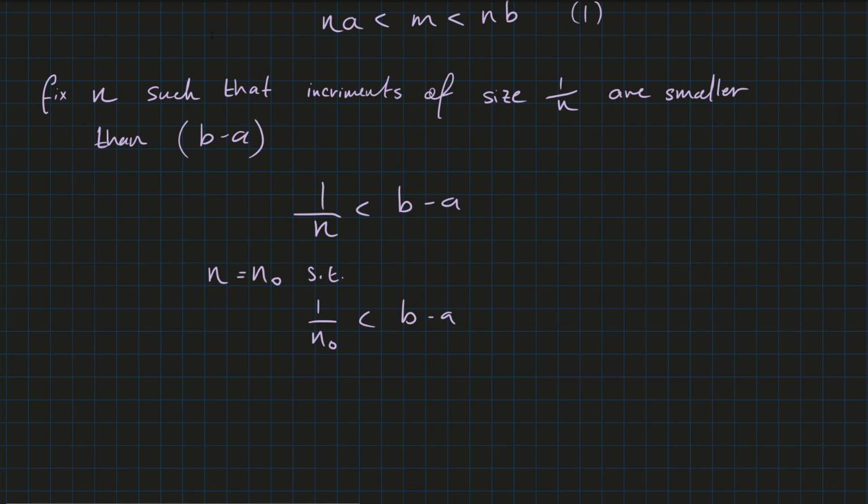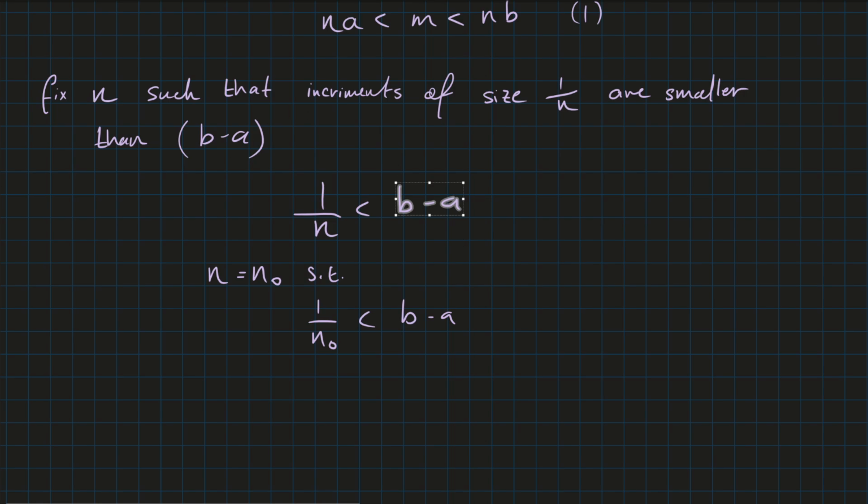How can I do this? Do I know I can do this? Can I always fix some 1 over N that's less than this? Well, that's a real number. The real numbers are closed under addition and inverses. So we have that B minus A is a real number.